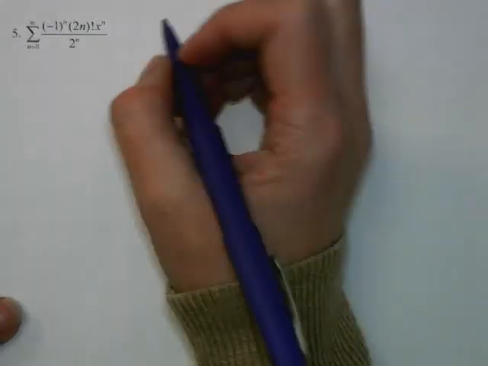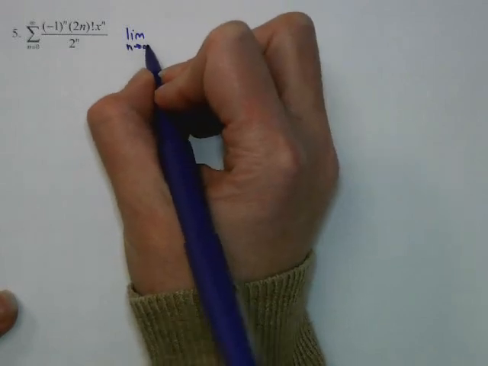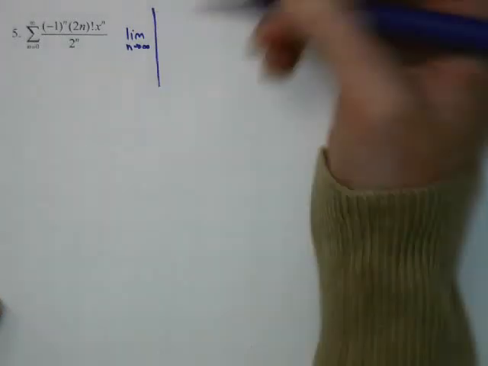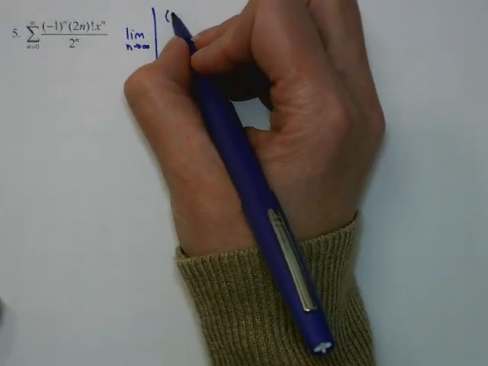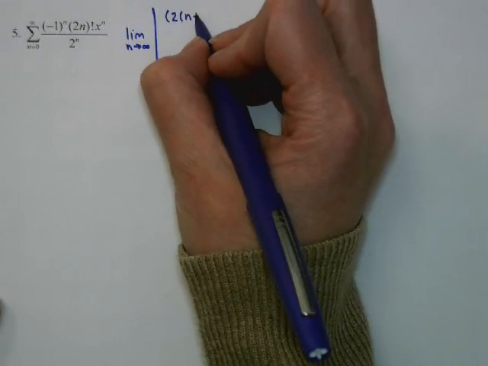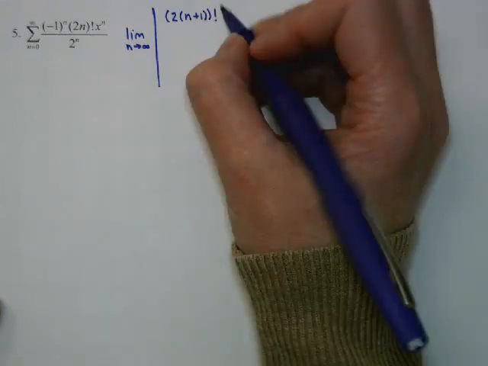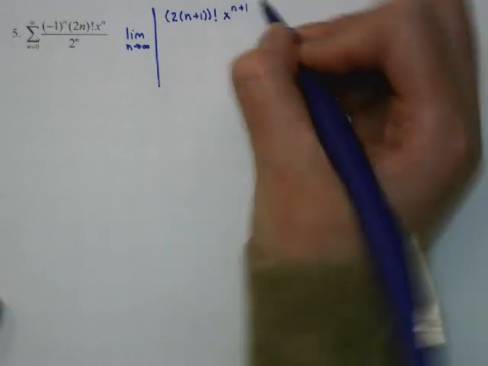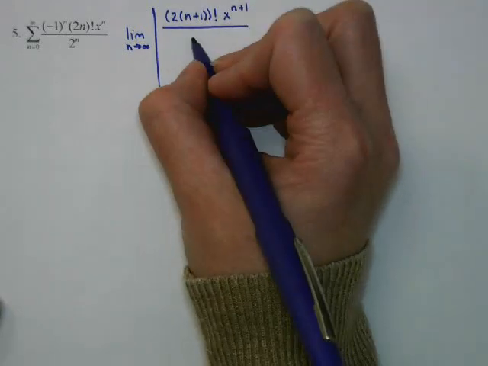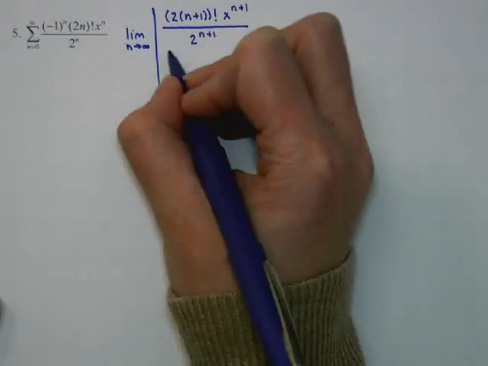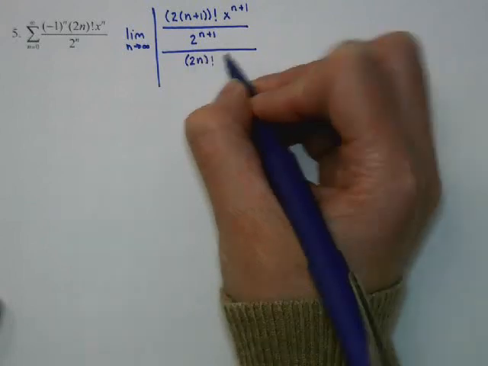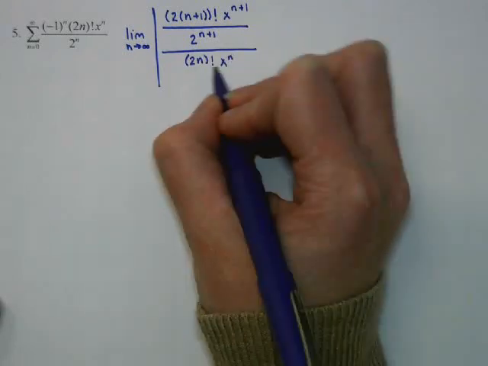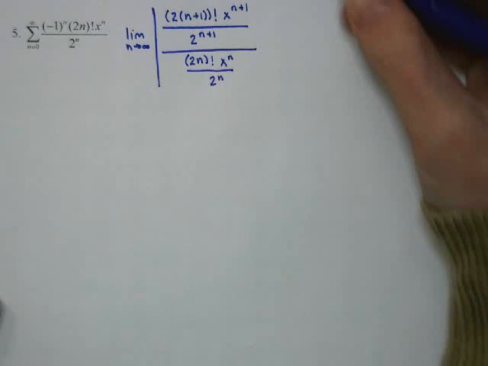All right, let's look at the next one. Take the limit as n goes to infinity. In the top, we're going to have 2n plus 1 factorial x to the n plus 1 over 2 to the n plus 1, all over 2n factorial x to the n over 2 to the n.